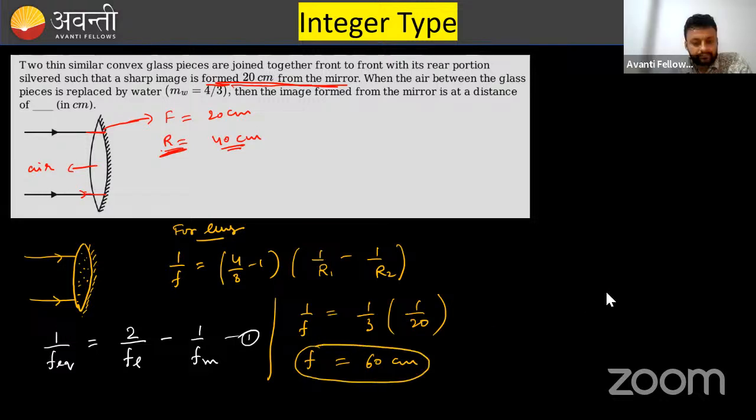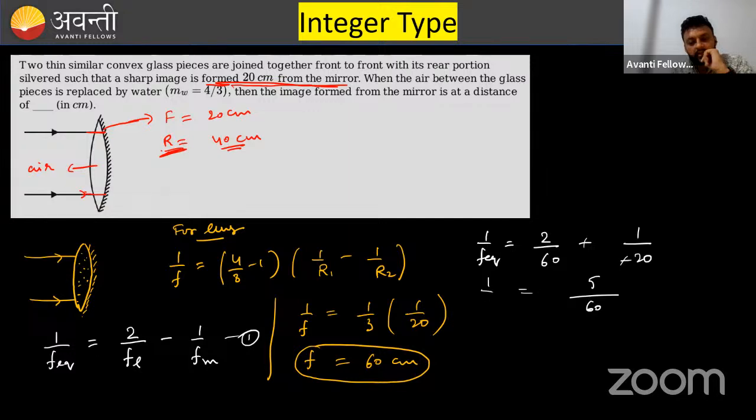Now just put the values. 1/f equivalent is equal to 2 by the focal length of the lens, 60, minus 1 by the focal length of the mirror. The focal length of the mirror is what? Minus 20. So 1/30 plus 1/20, that is (2 plus 3) by 60, 5 by 60. So f equivalent is 12 centimeter.